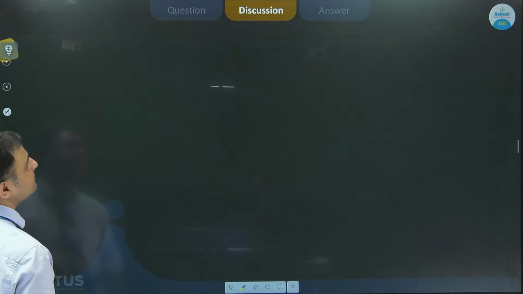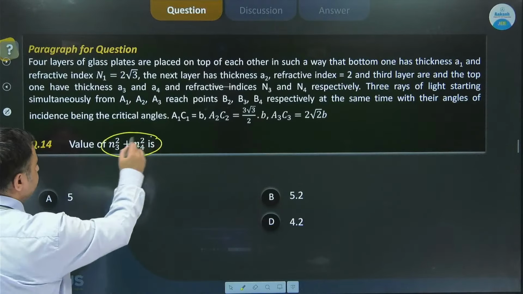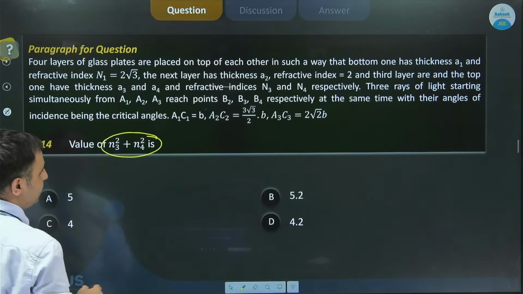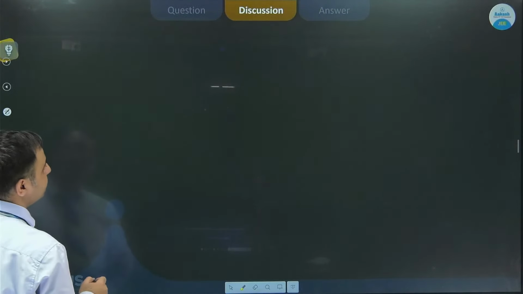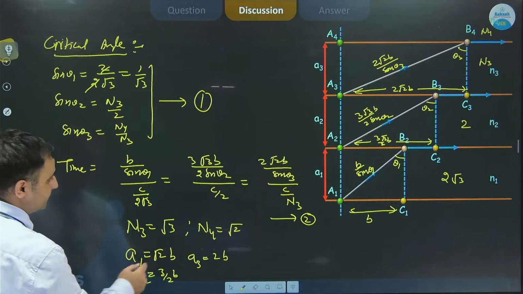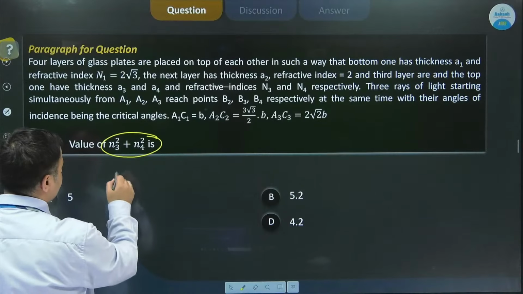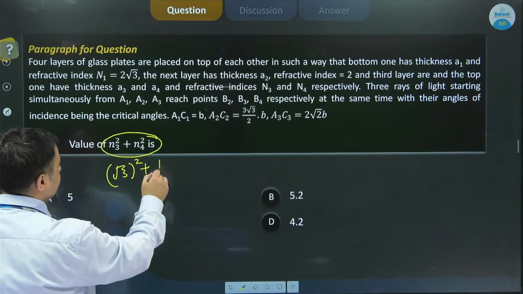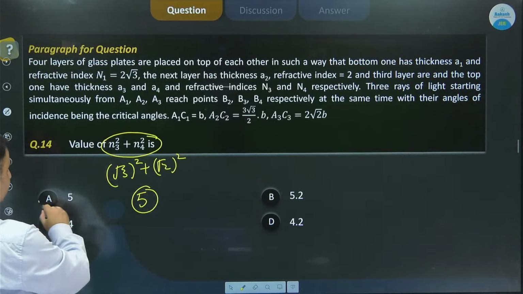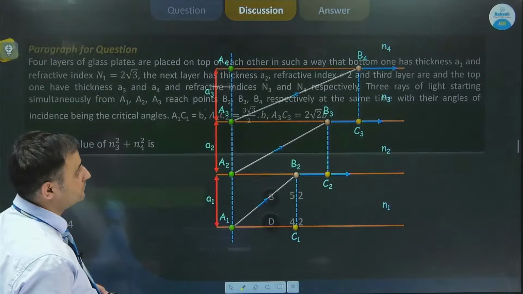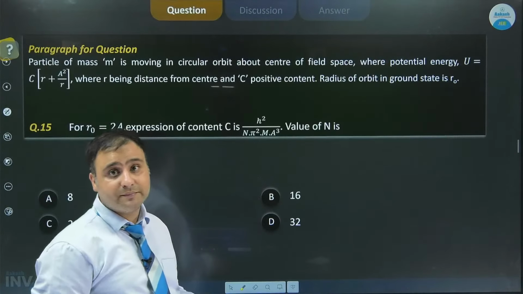And for the next part of the question, we have to find this. We already found n3 and n4: n3 as root 3 and n4 as root 2. So root 3 square plus root 2 square. On solving this, we'll get 5. So 5 should be the answer. Now let's move on to the next question.